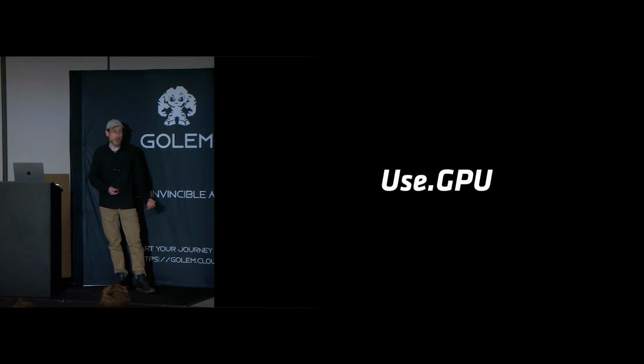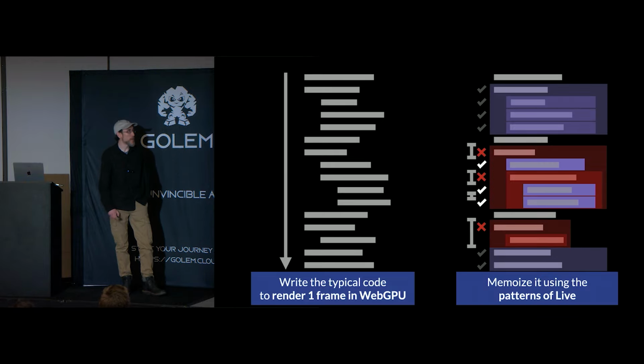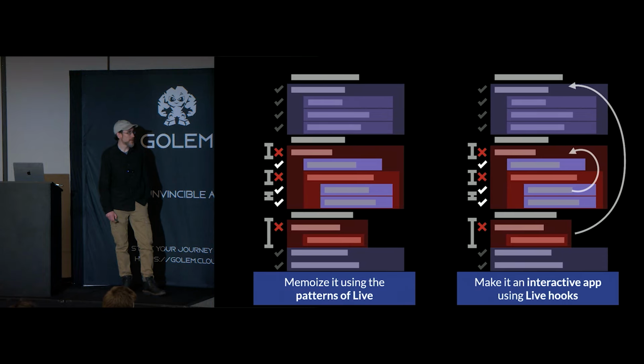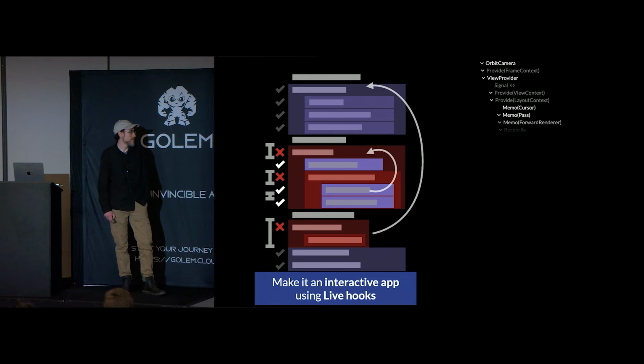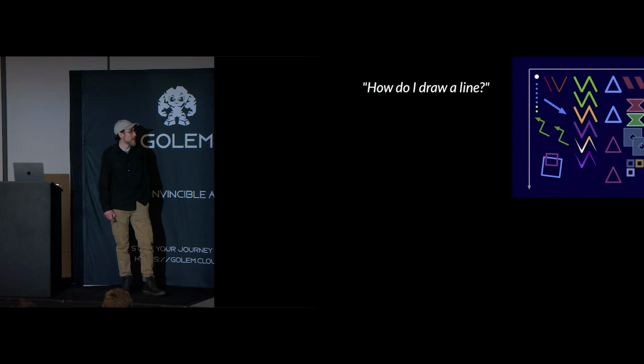And that led to Use.GPU. So what is Use.GPU? Well, it's very simple. You take the typical code that you would write to render one frame in WebGPU, and then you memoize it using the patterns of live. You can make it an interactive app using live hooks, and then you just kind of go all the way, see what happens. Do you hit a wall? Can you actually just do this? It leads to some interesting results.